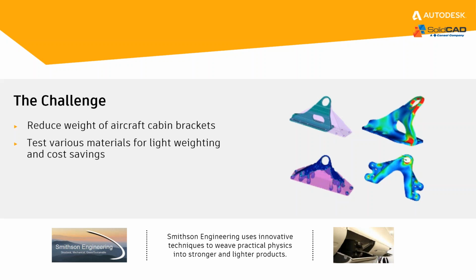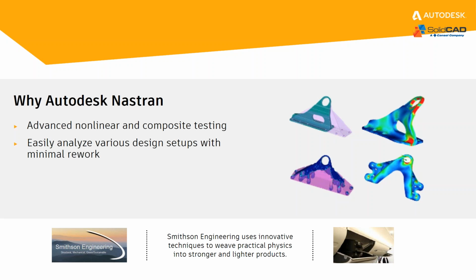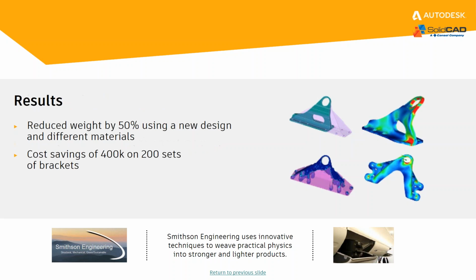Smith & Engineering. Here's an example of using topology optimization to reduce the weight of aircraft cabin brackets and test different materials for cost savings and mass reduction. Being able to use advanced nonlinear and composite materials was important in Autodesk Nastran choice, and being able to easily analyze various design setups with minimal rework. As a result, mass was reduced by 50% using a new design and different materials with cost savings of $400,000 on 200 sets of brackets.